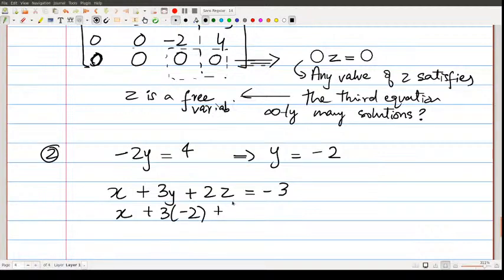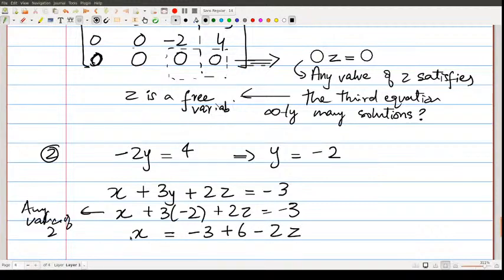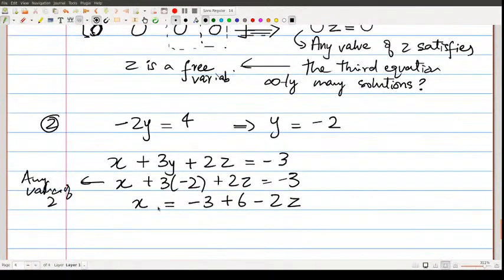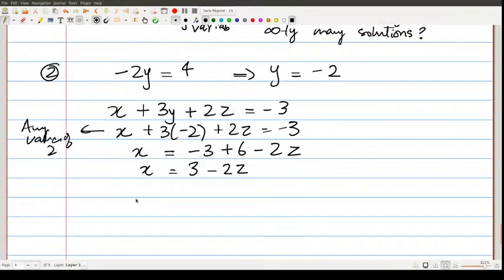What value do I take here? And the answer is any value of z. So let's keep z as it is, and let's try to solve for x in terms of z. So I get x is equal to minus 3 plus 6 minus 2z. So x is actually 3 minus 2z.